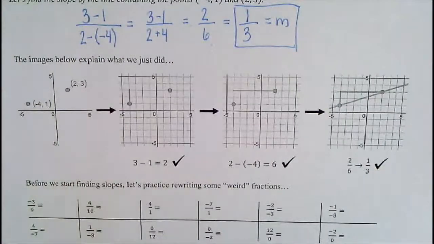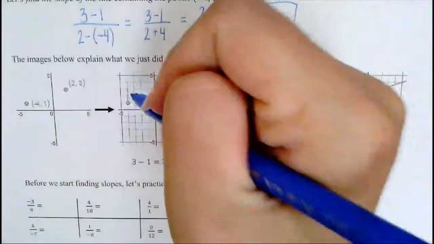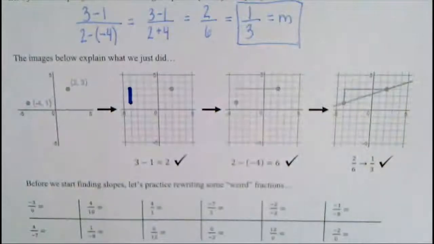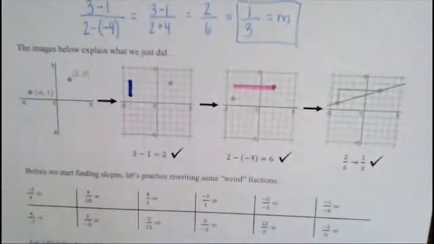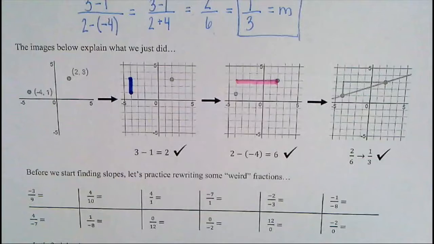So if we were to take a look at what we did and connect it back to our last video where we did slope from a graph. If you look at 3 minus 1, all right, 3 minus 1 is looking at your change in your rise, your y value. And as you can see, that is 2 boxes. My 2 minus -4 is my change in my x values. That is your run. So what we're doing is mathematically finding the change in those boxes.